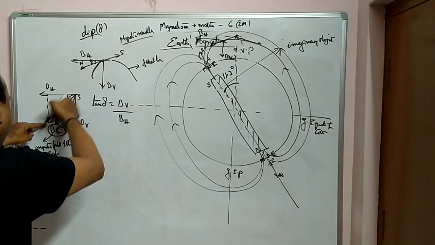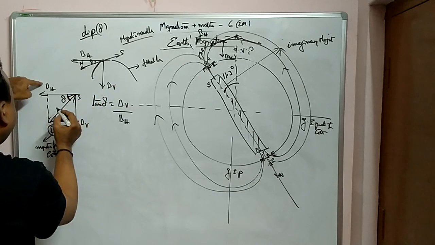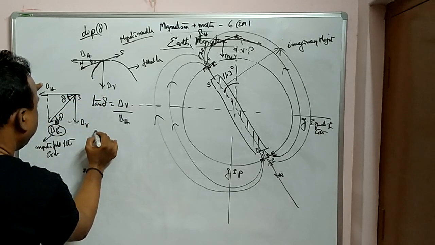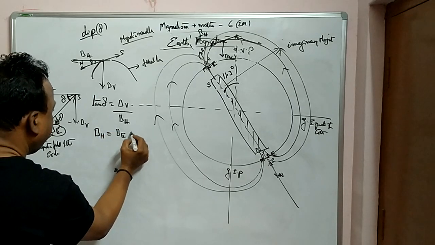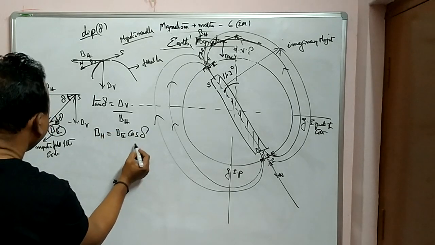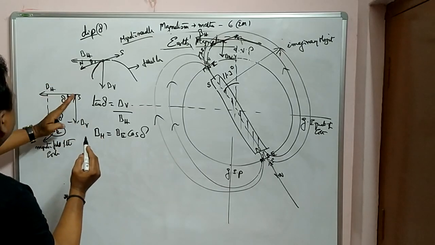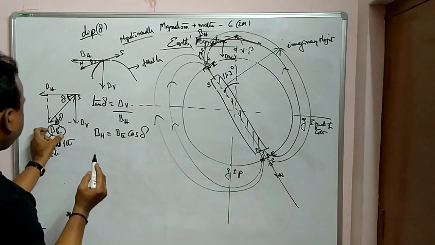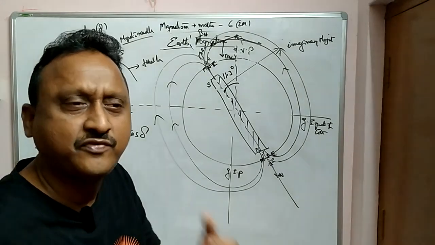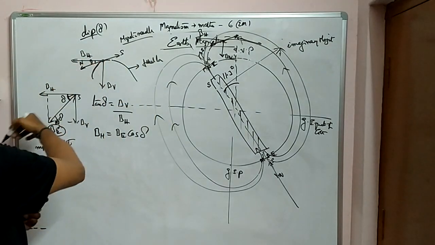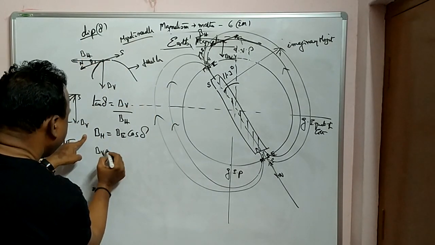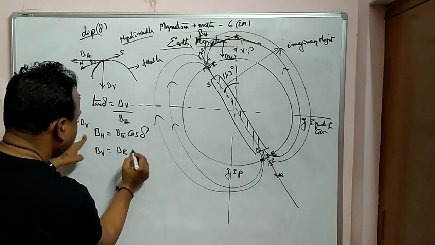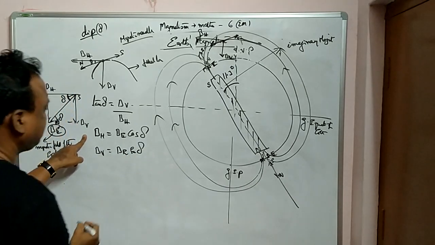And what are the components of this earth's magnetic field? This direction acts, this is theta. So what is this one? BE. What is the component? Horizontal component is given by BE cos delta. You can see BE cos delta. What is BE actually? Earth's magnetic field, and you can see the direction. And what is here? B vertical. B vertical is nothing but BE sin delta.